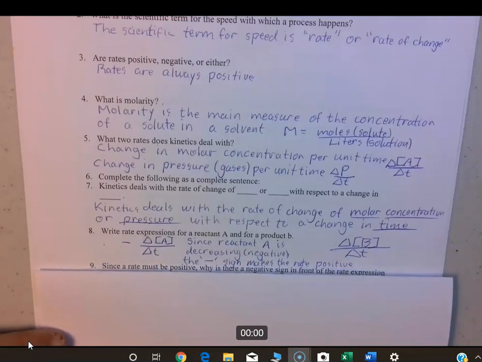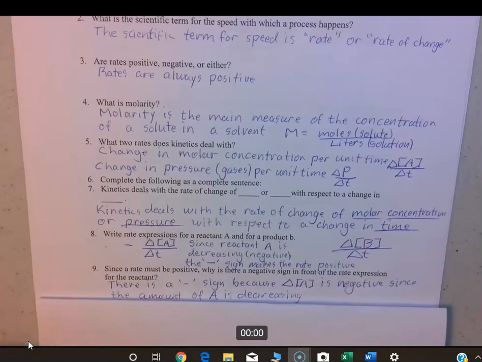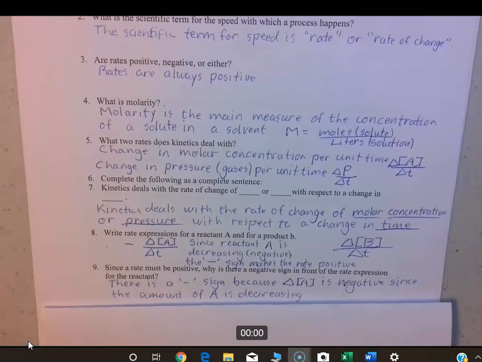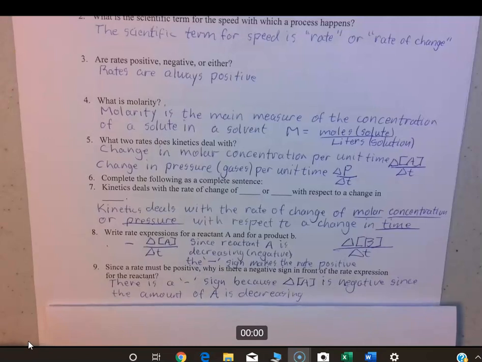Number 9, since a rate must be positive, why is there a negative sign in front of the expression? Well, that was really just explained. There's a negative sign because delta A, the change in the reactant, is going to be a negative number since it's going down in amount, in quantity. And since the amount of A is decreasing, in order to make the rate a positive number, you have to put this minus sign out in front of it.